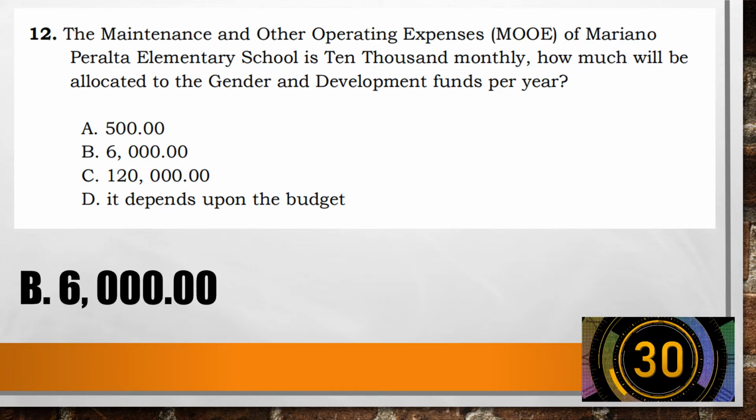And the correct answer is the letter B, 6,000. The question focused on the annual allocation of the gender and development. That is 5% of the annual MOE. To get the annual allocation, you have to multiply 10,000 pesos by 12 months. So that is 120,000 multiplied by 5% or 0.05 as the annual allocation of gender and development. So hence the annual allocation is 6,000 per year. So that is letter B.